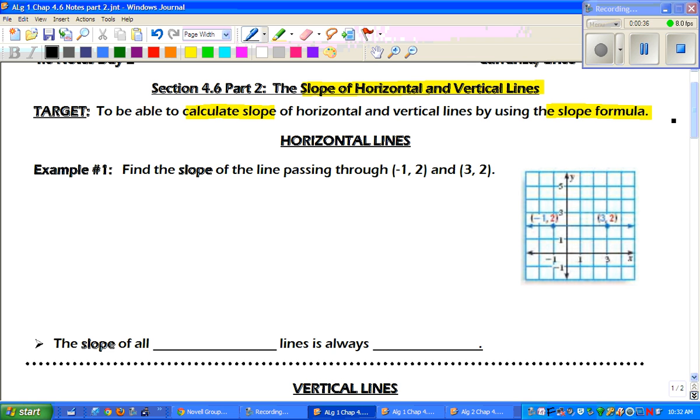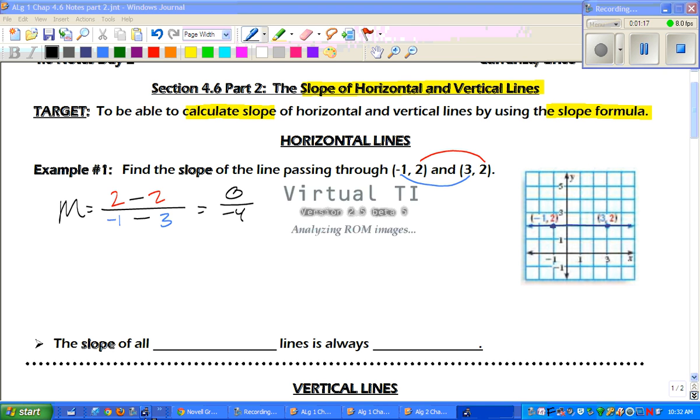Example number 1 says find the slope of the line passing through -1, 2 and 3, 2. Now, on your notes, you might be able to see the 2 points are right there, and it's making a horizontal line. Okay? So, whenever we're using the slope formula, always start off like that. Your y's go on top, and your x's go on the bottom. Okay? So, 2 minus 2 is 0. And -1 minus 3 is -4.